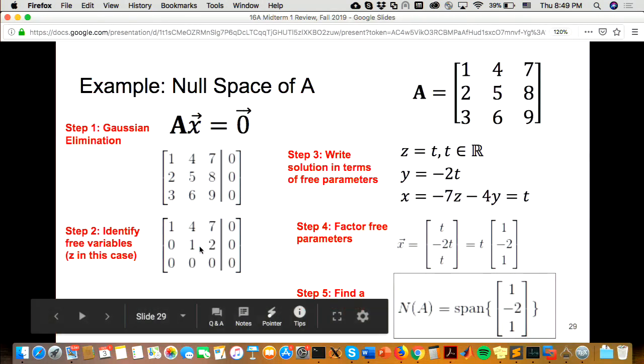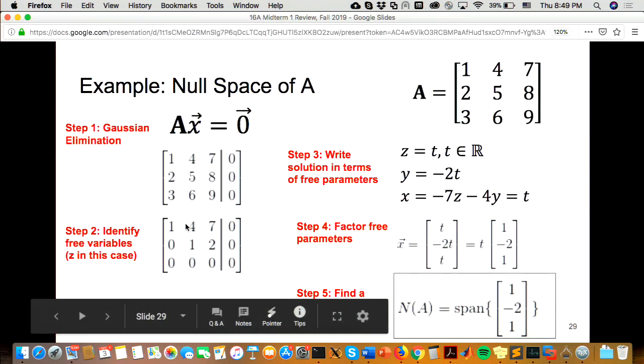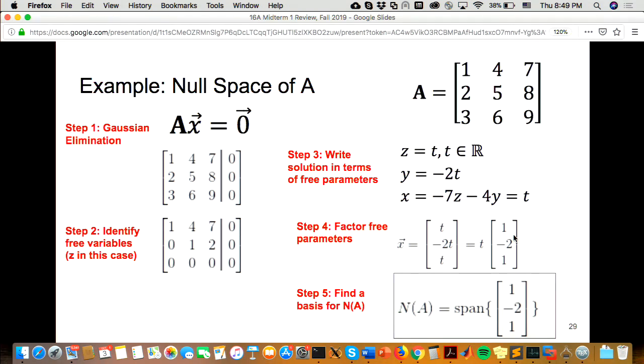And then I go back and solve for y. So y plus 2z equals 0. Y equals minus 2z equals minus 2t. And same thing for x. X equals minus 4y minus 7z. It is equal to t. And then, what do I have? X, y, z. So t, minus 2t and t. I factor out t, and I have this guy over here. The null space is the span of this guy. It is also a correct answer if you leave it like this and say that t is in R. These are two equivalent descriptions of the same thing. Is that clear to everyone? This algorithm that I've used to find null spaces?